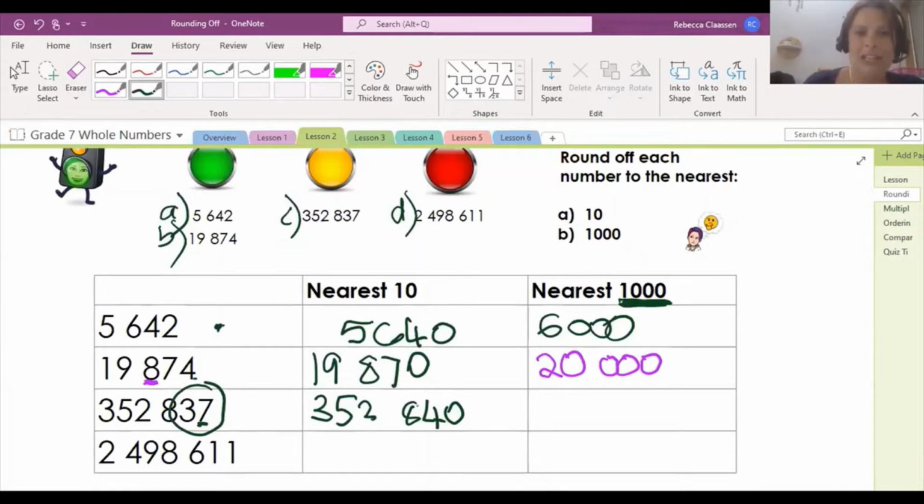My pleasure. Sindiswa, do you want to round off to the nearest 1,000 fast? So same number rounded off to the nearest 1,000.